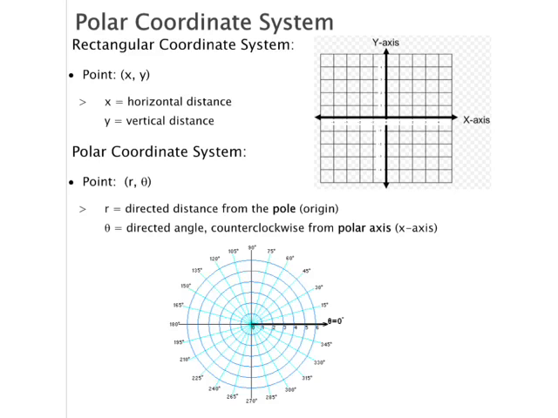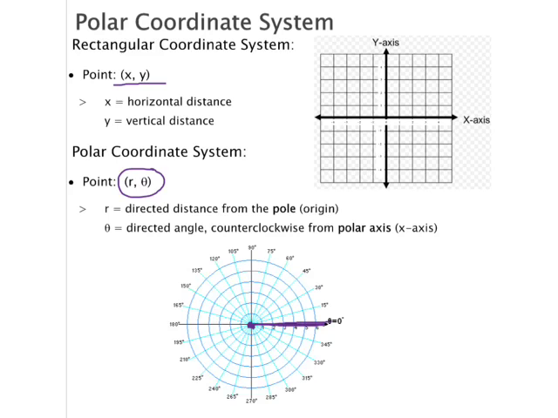Okay. Instead of our point being x comma y, we are now going to have r comma theta, where r is the directed distance from the pole, or what is considered the origin. All right, so right here, this is what we call the pole instead of the origin. So r is the distance from that pole, and theta is the directed angle, counterclockwise of course, from our polar axis. So this positive x-axis, this is what we consider our polar axis.